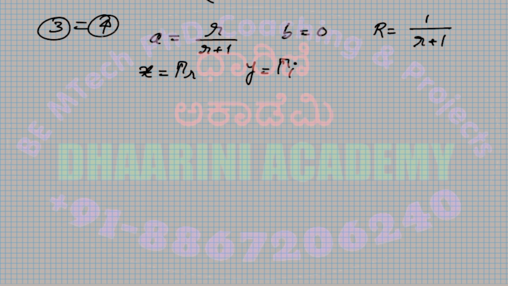Right? So capital R becomes equal to 1. And what should be the center? Center of the circle. It's A comma B. 1 comma 0.